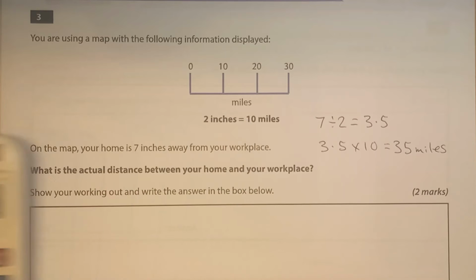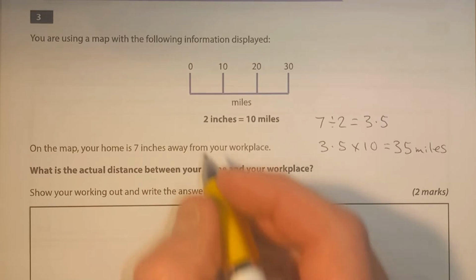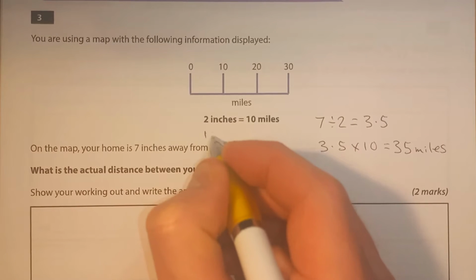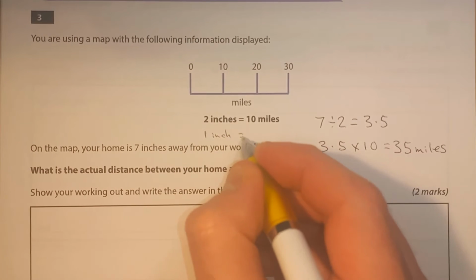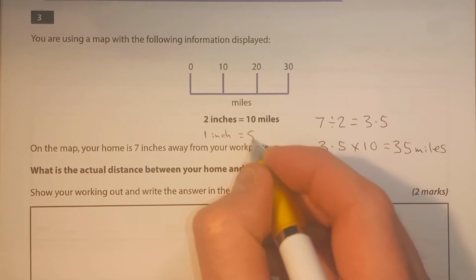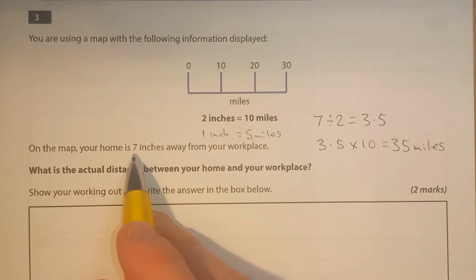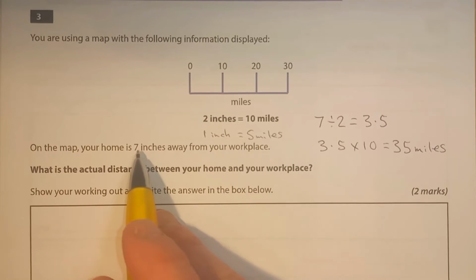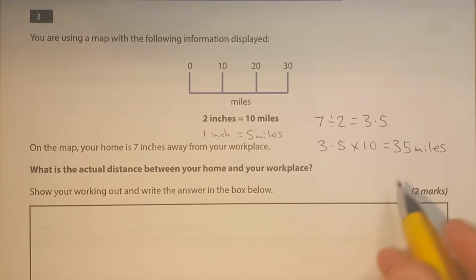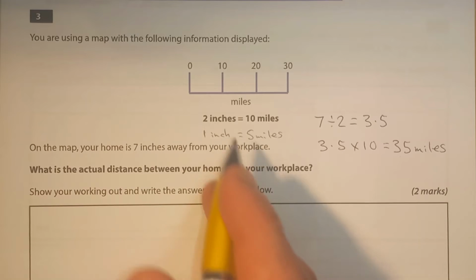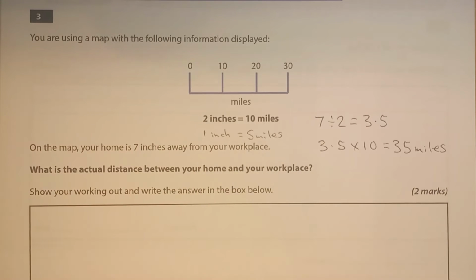And now we're in miles. A different way you could think of it is, if 2 inches are 10 miles, then let's half it. 1 inch would be half of 10, which is 5 miles. If we want 7 inches, we're going to want 7 times 5, which is still going to give us 35 miles. So that might actually be a nicer way to think of it.